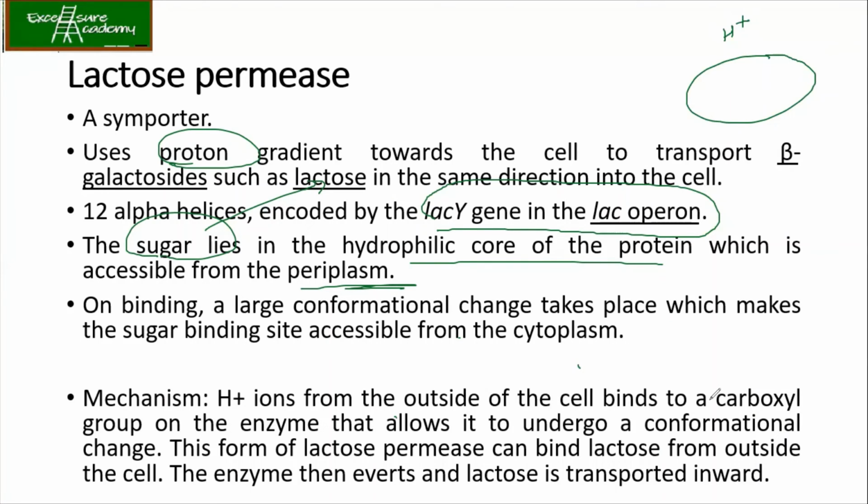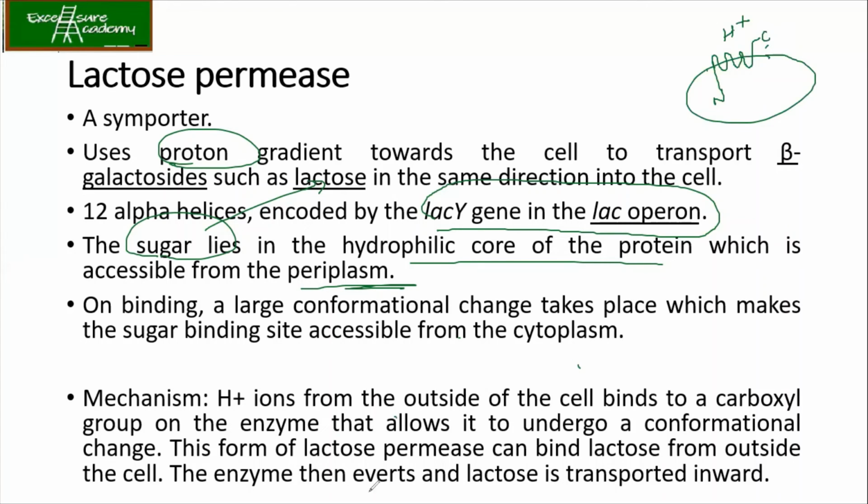It binds to the carboxyl group of the enzyme, which allows it to undergo a conformational change. So the transmembrane protein in the bacteria, lactose permease, is like this: the C terminal is here and the N terminal is here, okay? So this H plus goes and binds to the C terminal. Okay, then there is a conformational change.